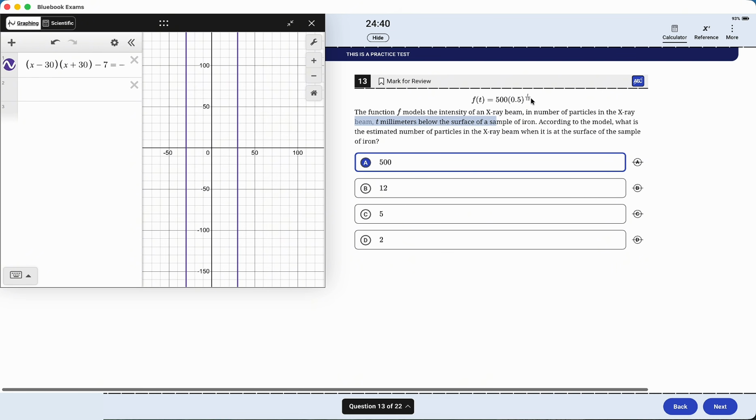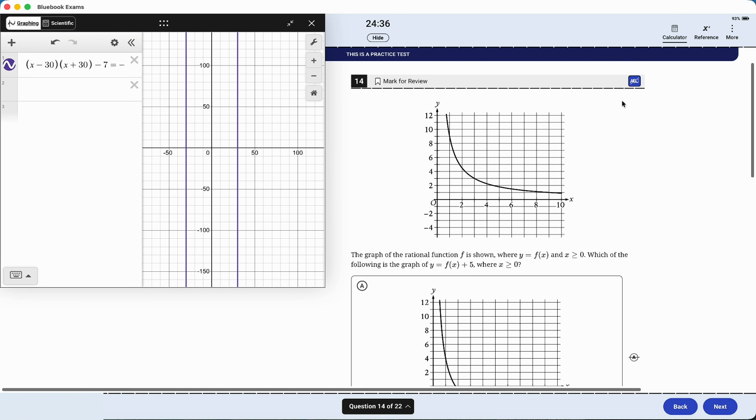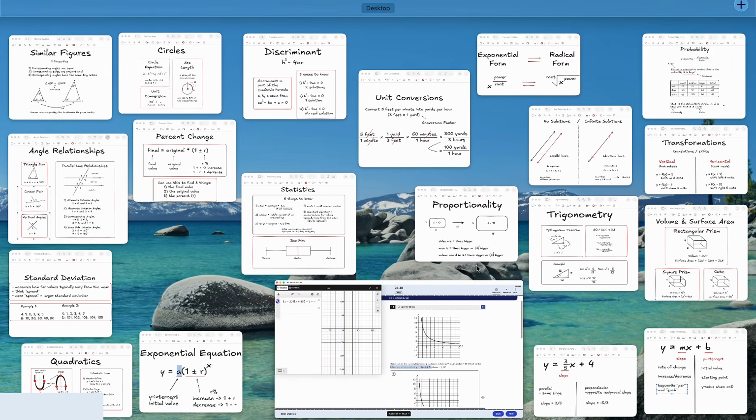T would be 0. If you plug in 0, you're going to get 500, right? Okay, next one here. This question, they give us a graph, and it says, which of the following is the graph of y equals f of x plus 5? This is a transformation problem, right?